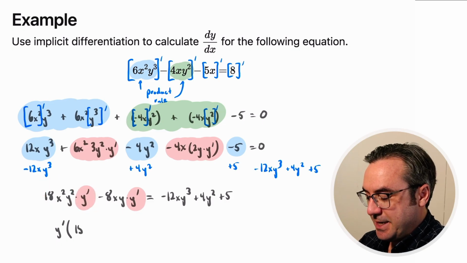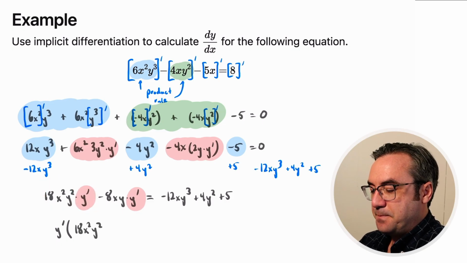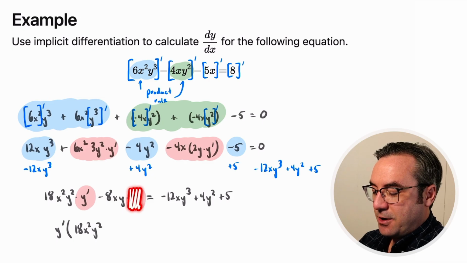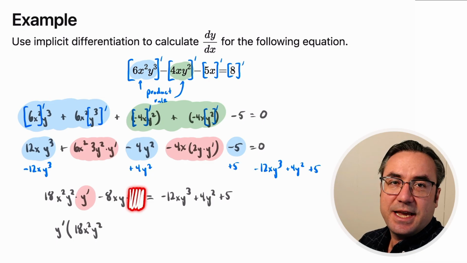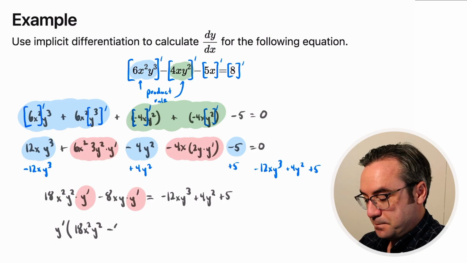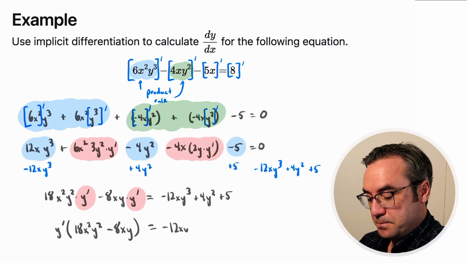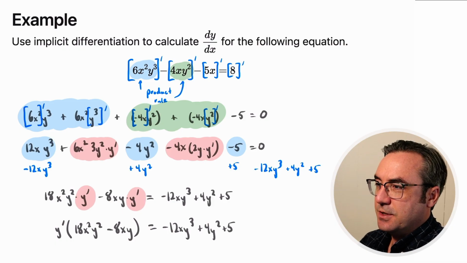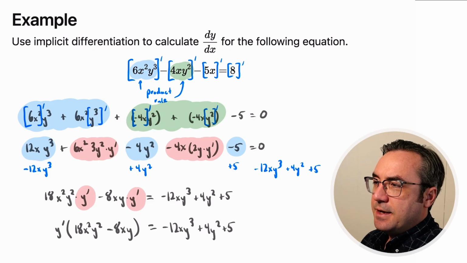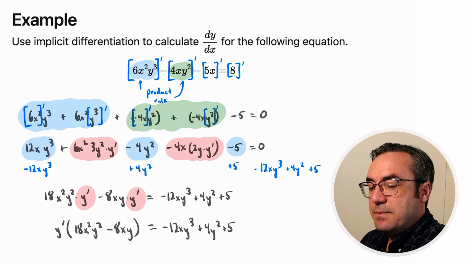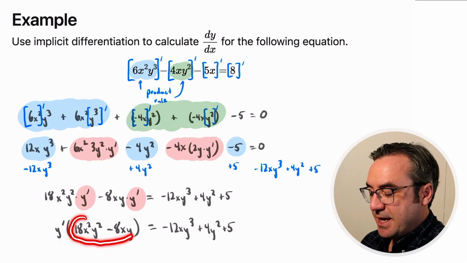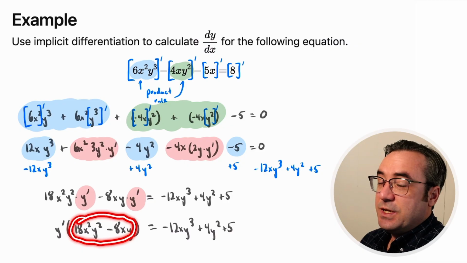So we're going to have 18x squared y squared. And then let's factor out the y prime from here. So what are we going to have left there? Well, just the minus 8xy. And then we're not doing anything to the other side of our equation. So that's all going to stay the same. And once we've factored out that y prime, the only thing left to do then is take all this stuff, and we just need to move it to the other side of our equation.